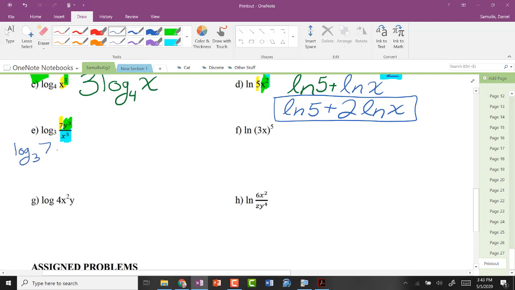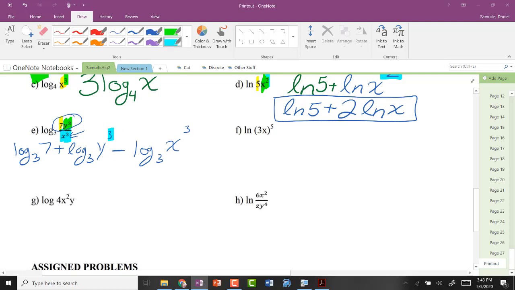power second. So I'm going to split apart the 7, split it from the y. Okay, so log base 3 of 7 plus log base 3 of y, because this is a product. Now this is a division part, so this gets a minus log base 3 of x to the third.